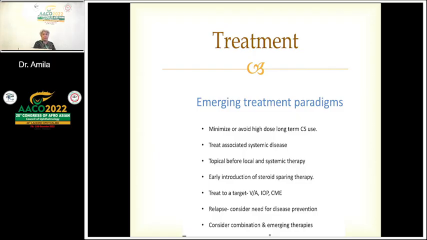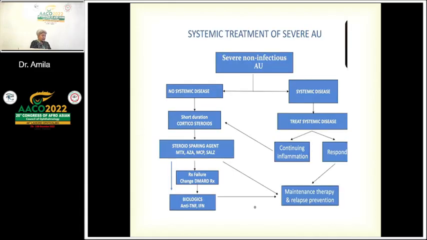But is it really a paradigm for treatment, or is it our reality? What do we have to avoid? First, steroids, but we have to avoid high doses and treat the associated systemic disease, topical before local and systemic therapy, with early introduction of steroid-sparing therapy, and treat our target.